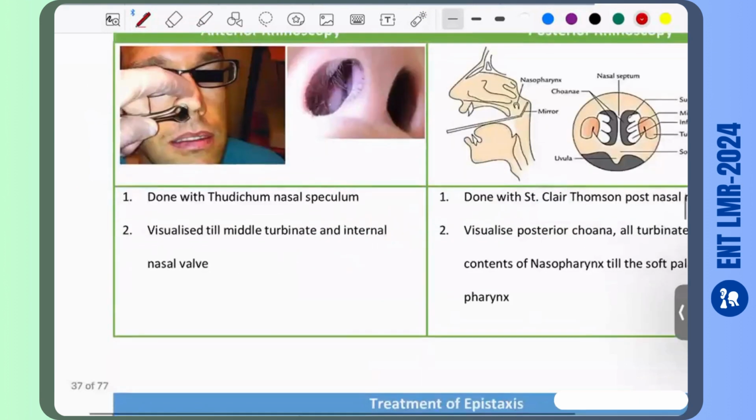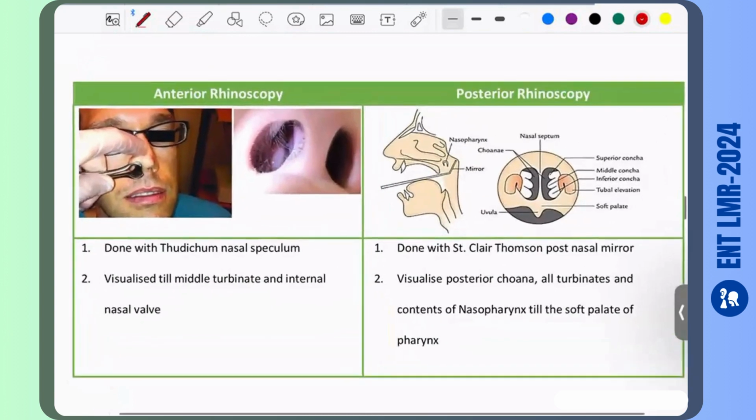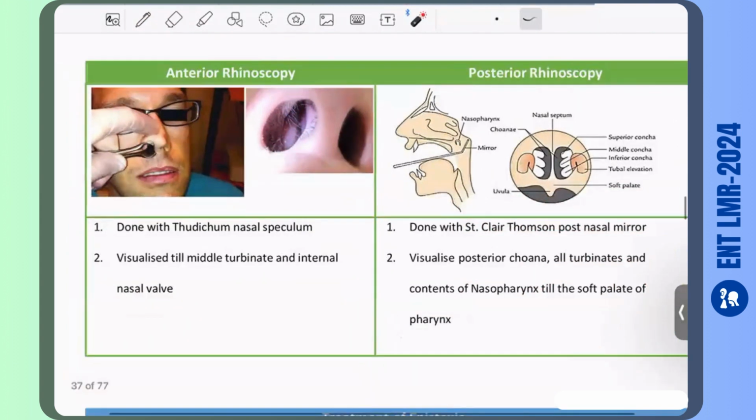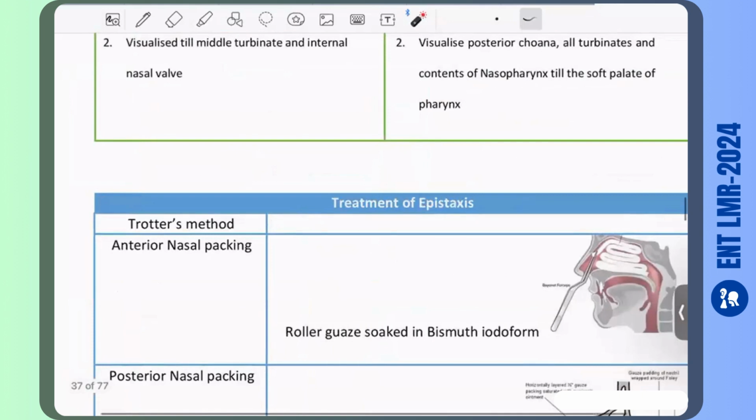Examination of the nose: either we can do an anterior rhinoscopy using a speculum such as Thudichum nasal speculum. We could visualize only till the middle turbinate and internal nasal wall. For posterior rhinoscopy, we introduce a mirror through the oral cavity, the Sinclair Thompson posterior nasal mirror. We could visualize the posterior choana, turbinates, and contents of the nasopharynx up to the soft palate. Anterior rhinoscopy or posterior rhinoscopy was conventionally done. Nowadays, we are doing only diagnostic nasal endoscopy using endoscopes.